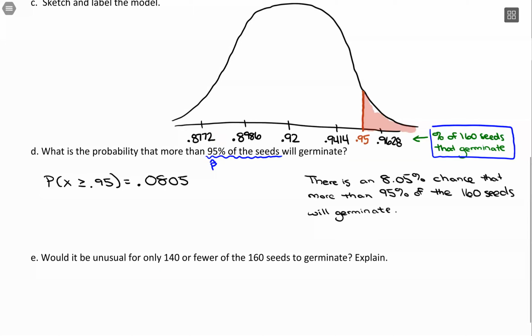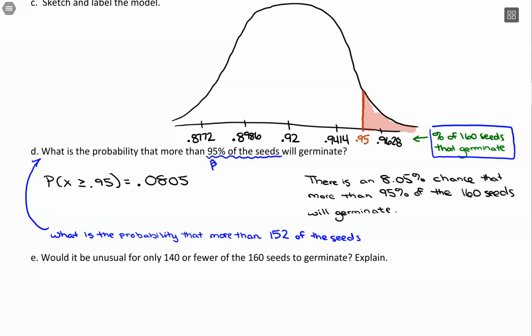So what we need to do here is make a little change to it. The idea being, like this part D here, another way I could have phrased this is, what is the probability that more than, and what I could have done instead of saying a percentage is, if you take 0.95 times 160, which is 152, so I could have phrased this as, what is the probability that more than 152 of the seeds will germinate? And it's the same exact question.